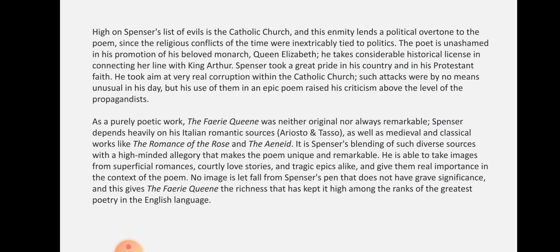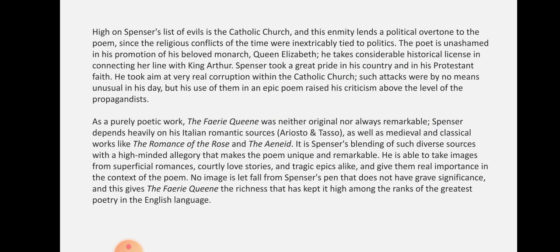As a purely poetic work, the Faerie Queene was neither original nor always remarkable, but it has a lot of substance in it. Spenser depends heavily on his Italian romantic sources, Ariosto and Tasso, as well as medieval and classical works like the Romance of the Rose and the Aeneid. It is Spenser's blending of such diverse sources with a high-minded allegory that makes the poem unique and remarkable. So sources are basically important.